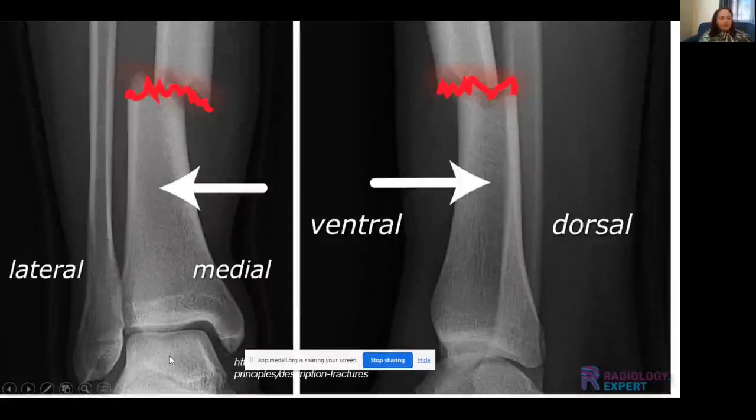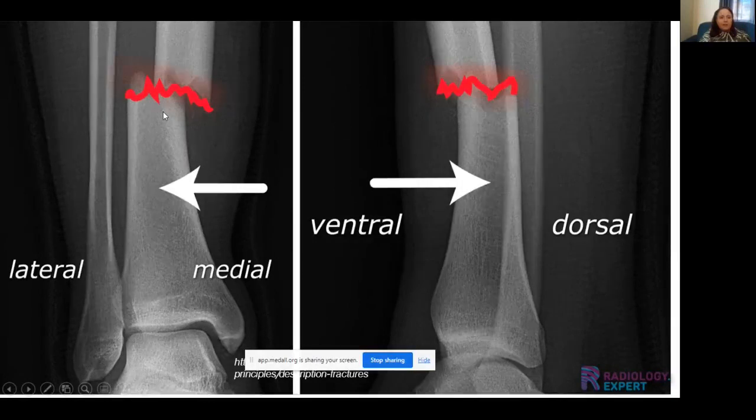That's an example from an X-ray. That's an AP X-ray of the distal tibia and ankle, and that's a lateral X-ray. So the fibula is normally lateral and the tibia is medial, and here's the fracture. And there's some displacement of the fracture.